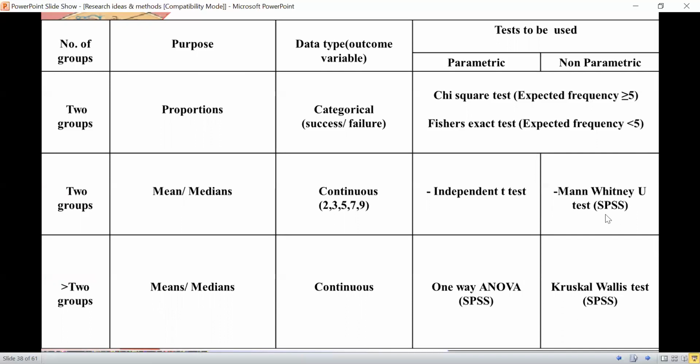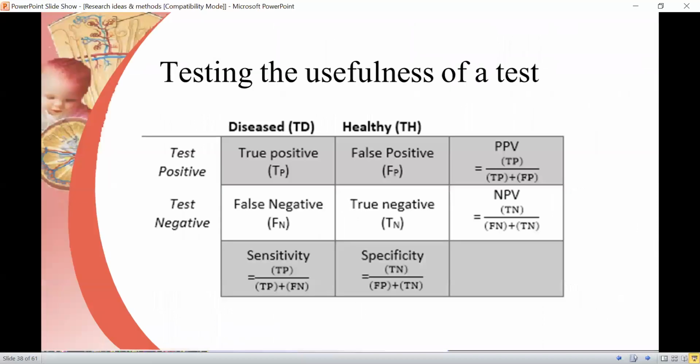These are all done using SPSS. But most of our work, we are using this and this. For simple tests like Fisher's test and the independent student t-test, we do not need the SPSS software or a statistician. So we should be able to do that.